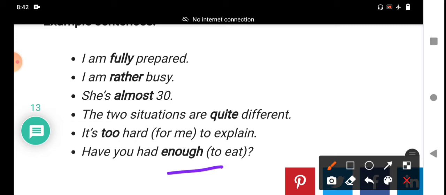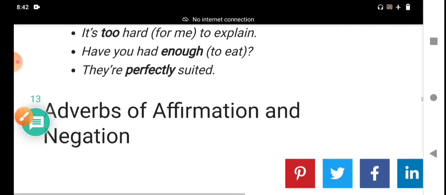He is clever enough to deal with the problem, to solve the problem. Clever enough. Enough is an adverb. It comes following the adjective. He is clever enough to solve this problem. He is clever enough. That is the adverb of degree. That is more important. And move on to the next.